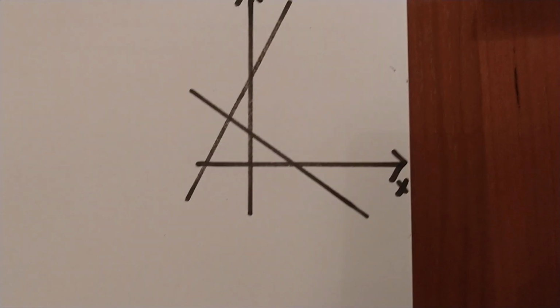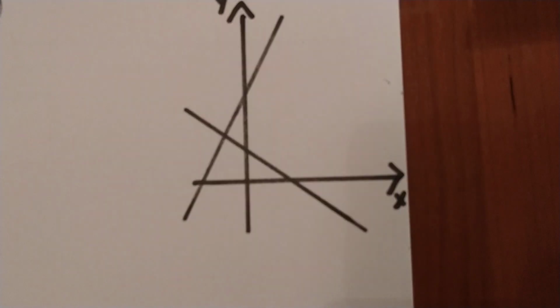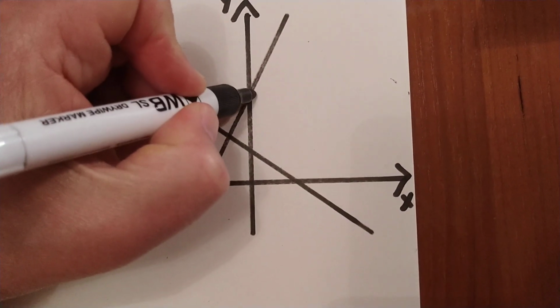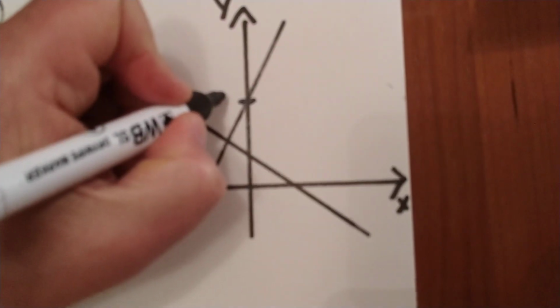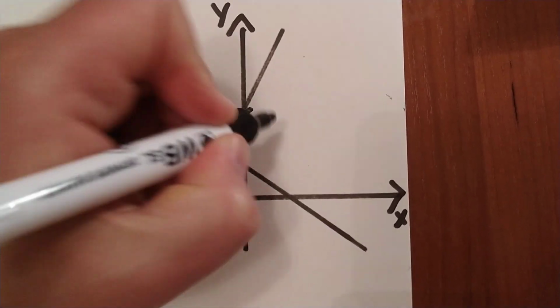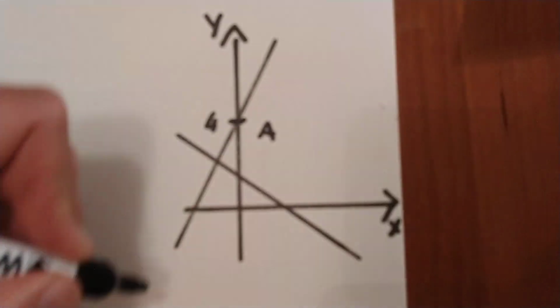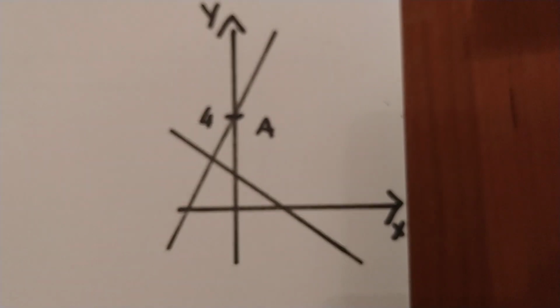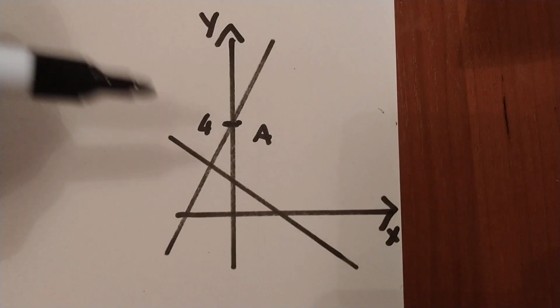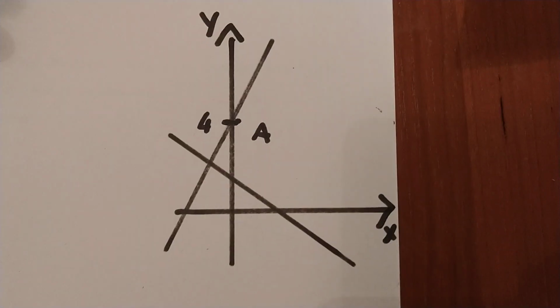So, the question says there's a line through the point A (0, 4). So I've got a point here, (0, 4). So this is my point A with gradient 2. So I've drawn a line there. Again, it's not on squared paper, it's not hyper accurate. It's just a sketch, so I can get the idea of what's going on.